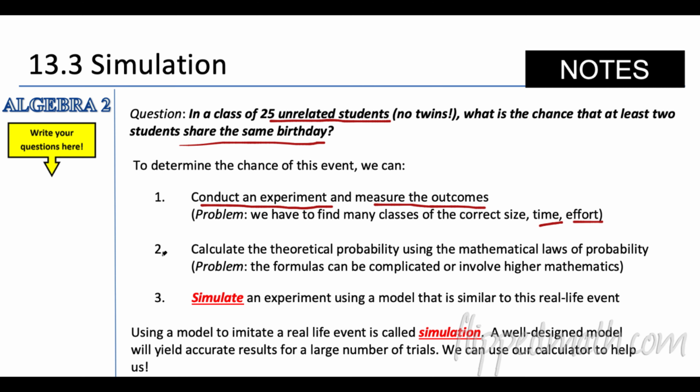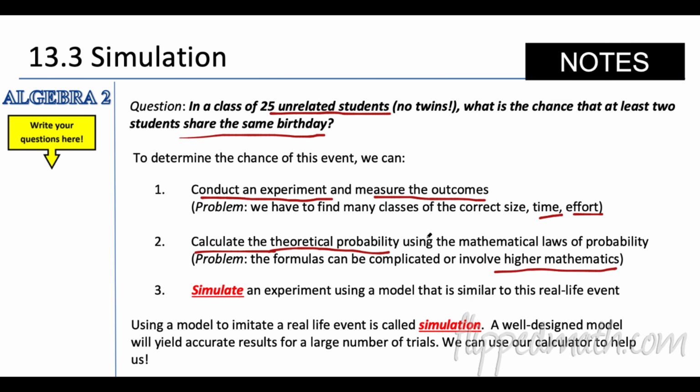The second thing we could do is calculate the theoretical probability. We just use some of our math rules, right? So we could say, okay, well, student 1 in the class has 1 out of 365 chance with student 2, but also 1 out of 365 chance with student 3, and then 2 with 3, and then 3 with 4, 3 with 7. It gets crazy, right? Formulas can be complicated and involve higher math. So sometimes we can do that, but it's also very messy.